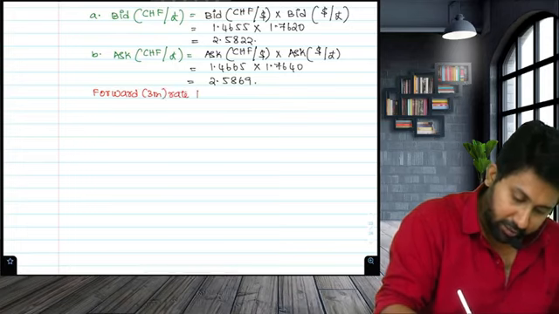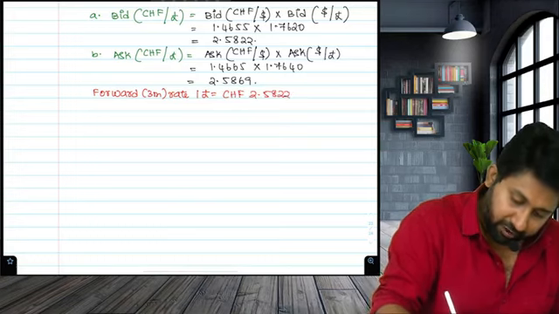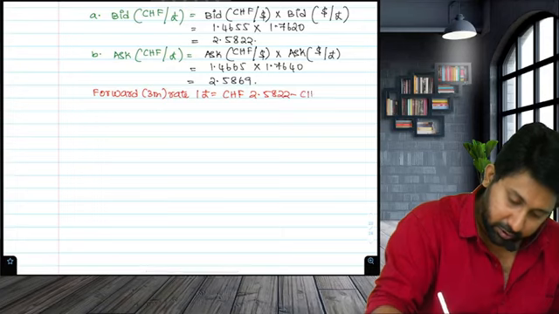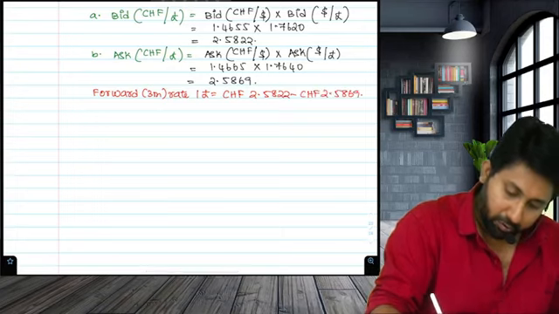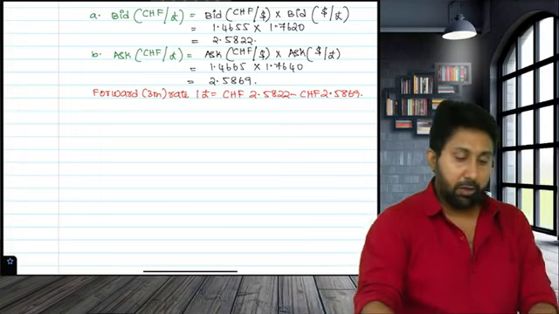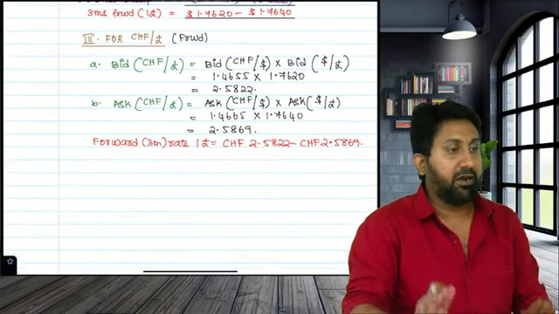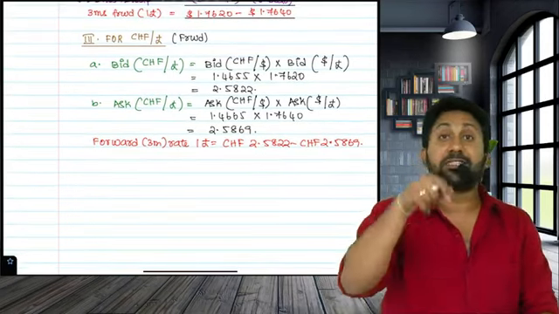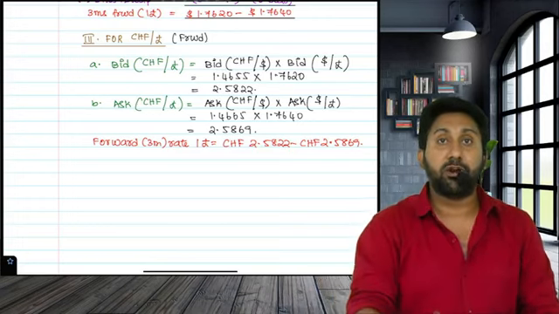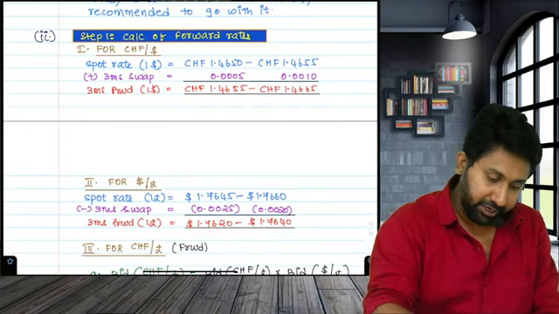3 months rate for CHF: 2.5822 dash 2.5869. So this is the forward rate that we have obtained. Now we want the swap, means from the forward rate what we need to reduce? Spot rates we need to reduce. So next, step number 2.